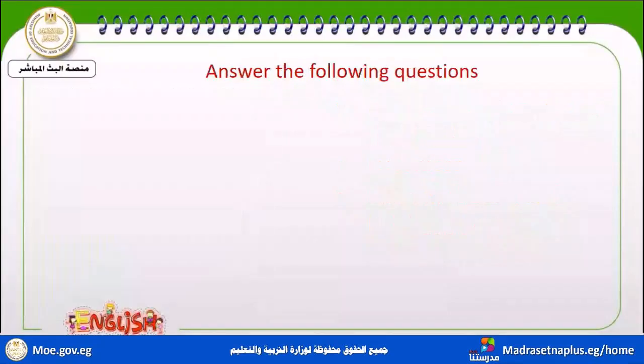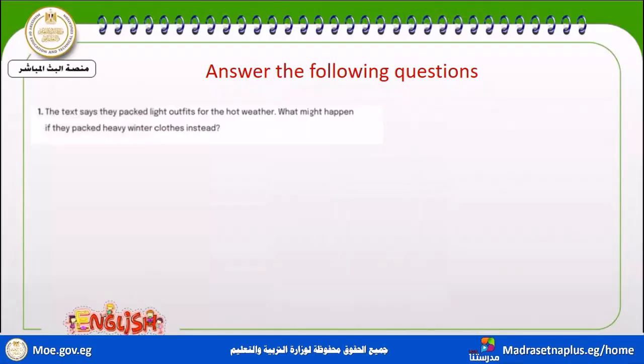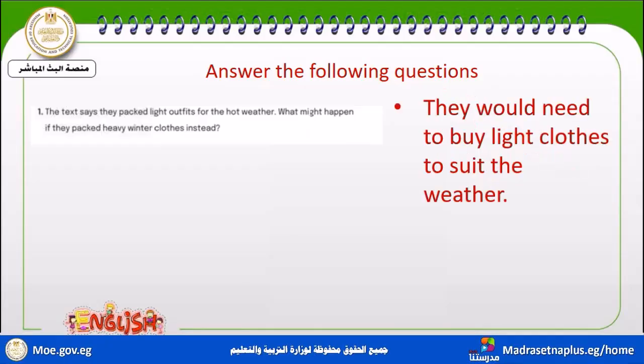The first one is the text says that they packed light outfits for the hot weather. What might happen if they packed heavy winter clothes instead? So if they are traveling and they didn't bring the right clothes for the weather, what is going to happen? They would need to buy light clothes to swim to suit the weather. So they will spend a lot of time trying to find suitable clothes.